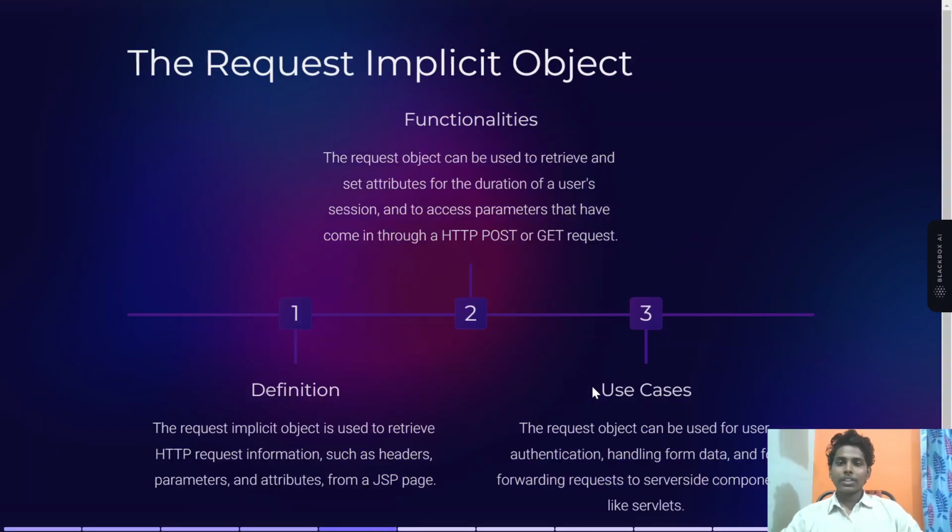Next, coming to the request implicit object. The functionalities of the request implicit object are: the request object can be used to retrieve and set attributes for the duration of a user session and to access parameters that have come in through an HTTP POST or GET request. The request implicit object is used to retrieve HTTP request information such as headers, parameters, and attributes from a JSP page. Use cases: the request object can be used for user authentication, handling form data, and for forwarding requests to server-side components like servlets.